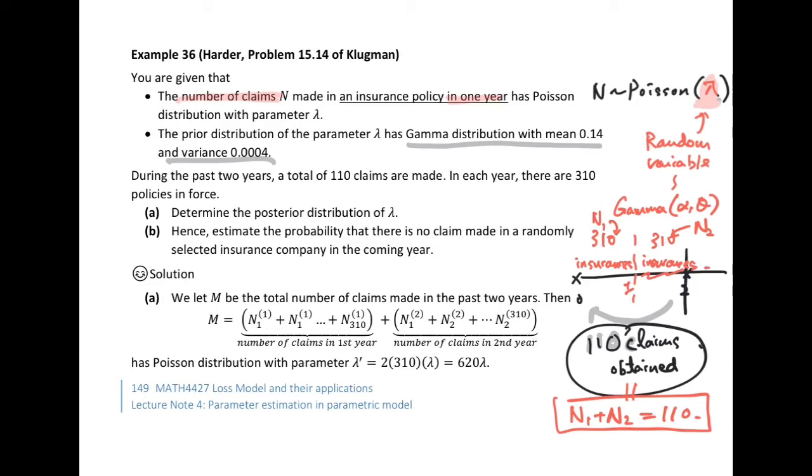Now my question is, given this information, I want you to obtain the posterior distribution for lambda. After this, I want you to use it to do future prediction. In particular, I want you to calculate the probability that there will be no claim made in a particular insurance policy in the coming year. That is, I want the probability that N3 equals 0, given this information. Now, how do we do this?